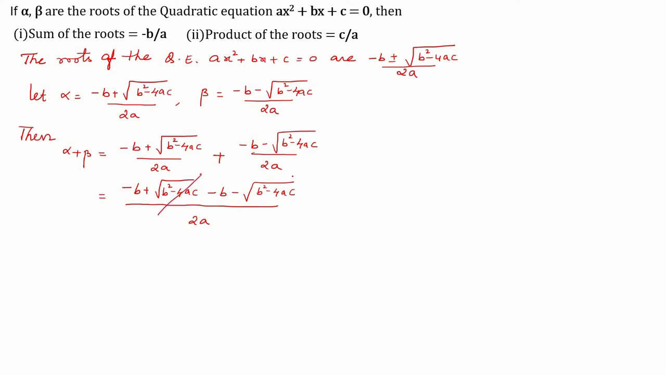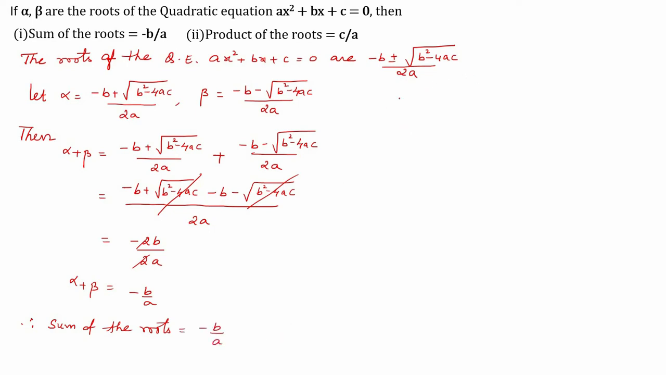So the plus root term and the minus root term we can cancel. Minus b is there 2 times, so we have minus 2b by 2a. We can cancel this 2 and 2. So minus b by a. So alpha plus beta is equals to minus b by a, which gives the condition that the sum of the roots is equals to minus b by a.